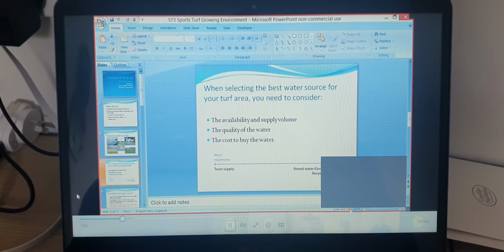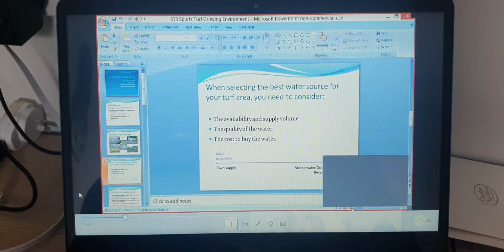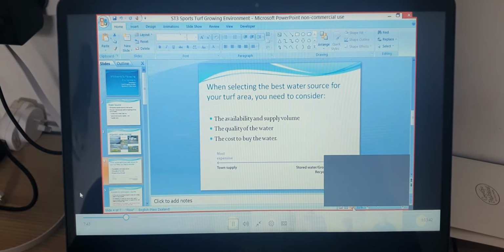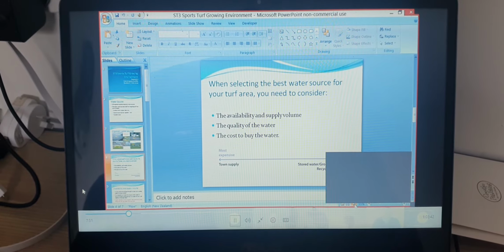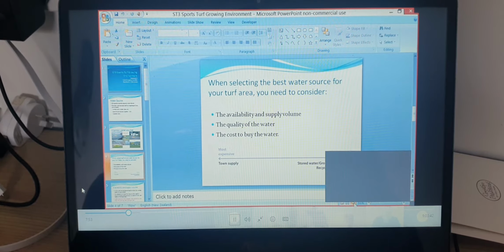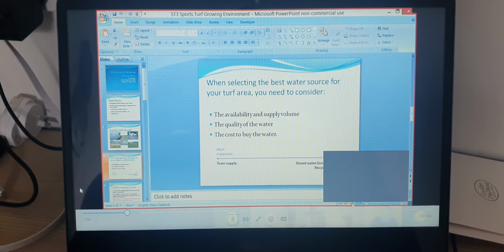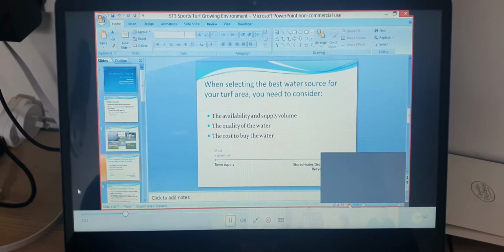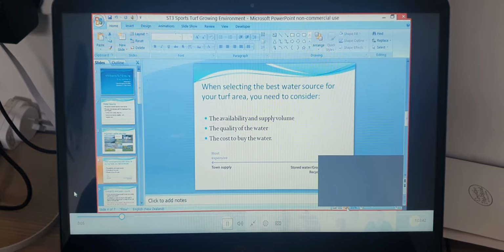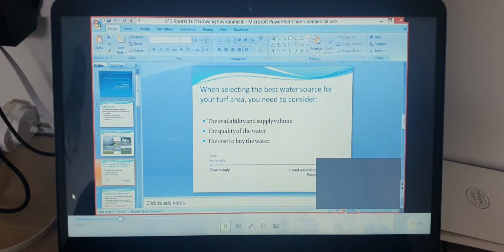When selecting the best water source for your area, you need to consider availability, and that also includes the amount, not necessarily just the availability of it, the quality of the water, and then a critical factor, how much that's going to cost you. And just at the bottom, you can see a sliding scale from most expensive to cheaper options, and your town supply being the most costly option.